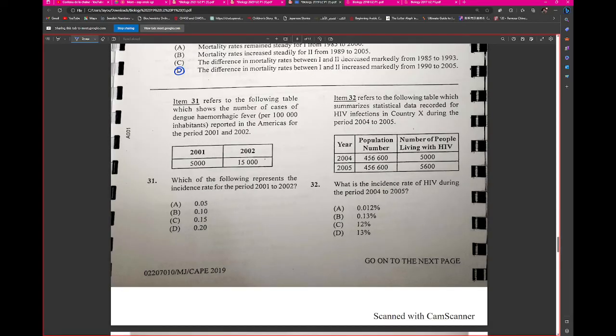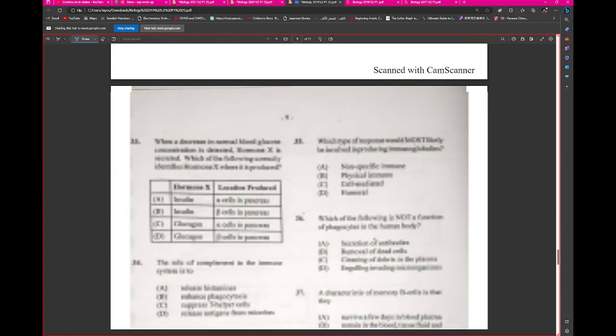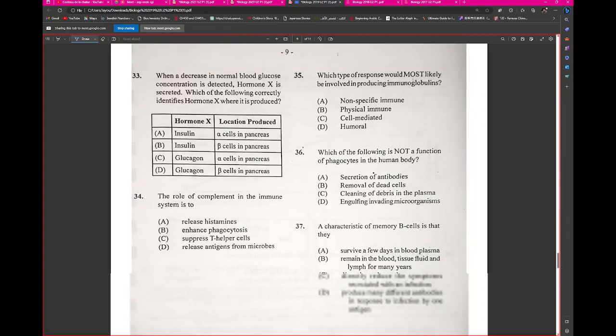Let's look at this now. This was a repeat, right? And it should be B. Right? And this is a repeat as well, it should be B. Now they're bringing both of these on the same paper. Alright. Now this is a repeat as well.